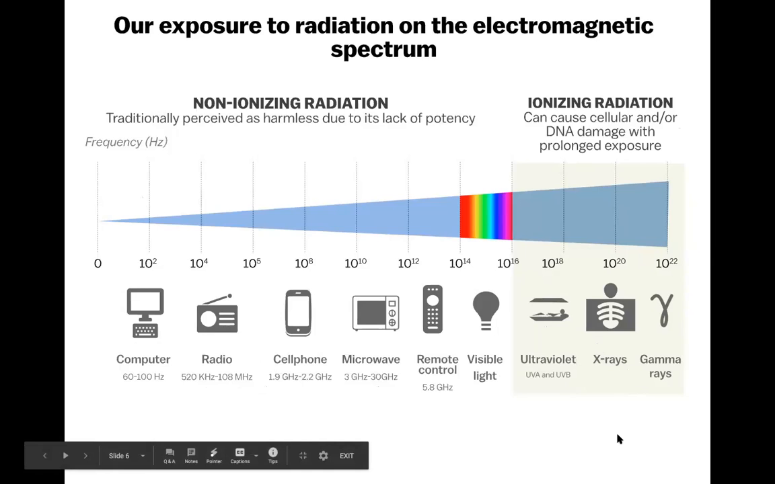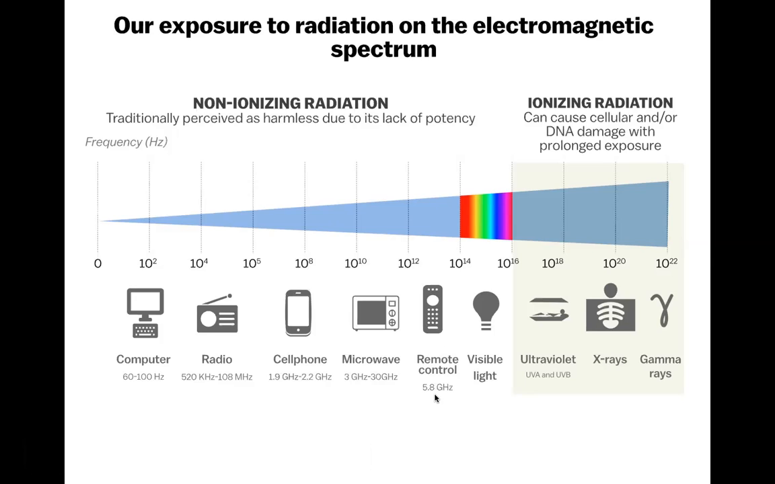Now, if you look at a remote control for your television, it's 5.8 gigahertz. And that's about what 4G, 3G, and partly 5G, that's the range of this that we're talking about. The same range as a remote control. Okay, so if you're going to freak out about 5G, you might as well throw out your remote controls as well.